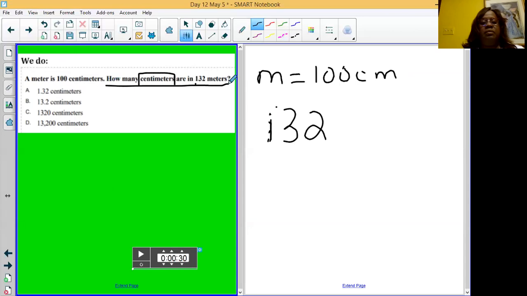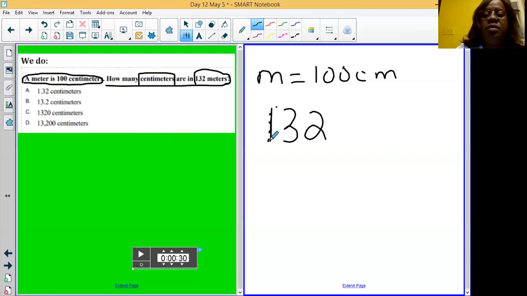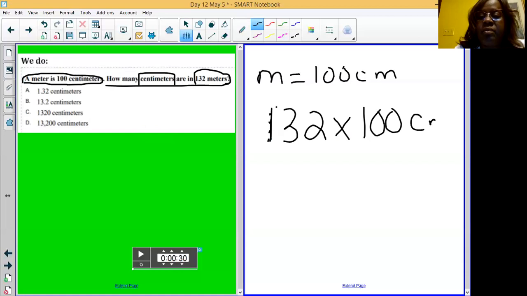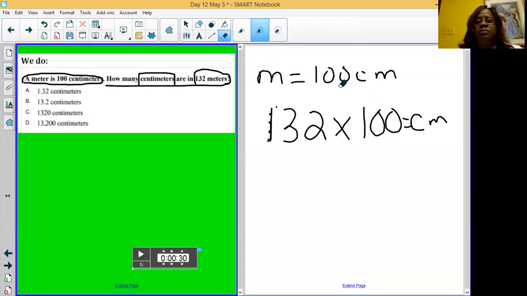Okay, so how many centimeters is what I'm looking for here are in 132 meters. I also know that a meter is the same thing as 100 centimeters. Okay. So now back to my problem. I'm going to take my 132 and I'm going to multiply it by 100 this time, because remember we're dealing with centimeters and meters. So we're going from meters to centimeters. So equals blank centimeters is what that should be.